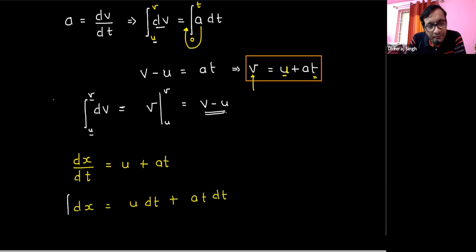Now you integrate this. U is constant, so it comes out of the integral like this. 0 to t, and let's say 0 to x. All of you do this and let me know what you get. Are you getting ut plus half at square?